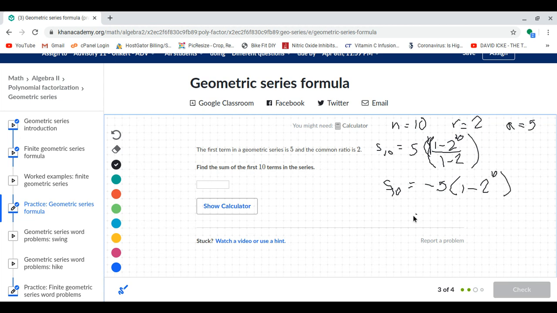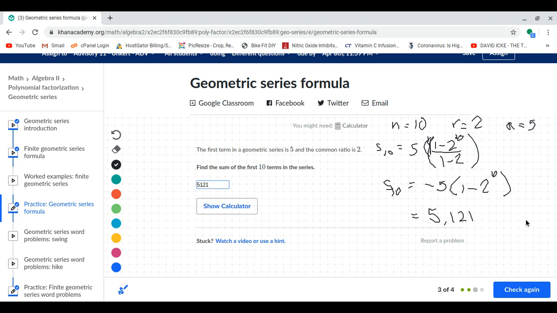So that's going to equal, I'm going to do my calculator. Okay. So 1 minus 2 raised to the 10th power is a negative 1,023. We're going to multiply that by -5. We're going to get a positive 5,121. So 5,121. Check our work, and we messed up.